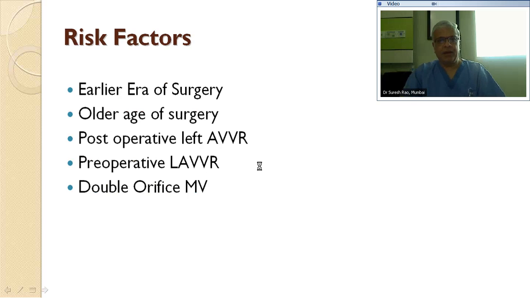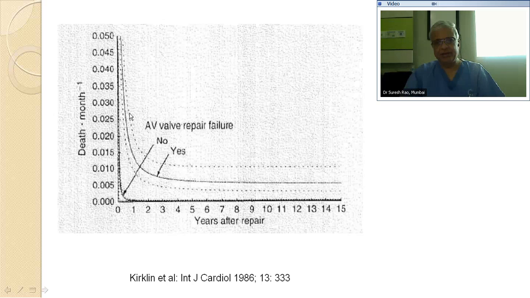And this is just to show you a hazard function curve of AV valve failure. If there is no AV valve failure, virtually it's more or less like a normal curve. But if the AV valve failure is there, as the follow-up increases, the hazard function increases.